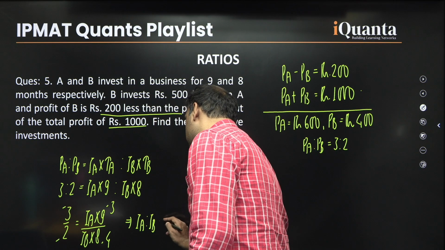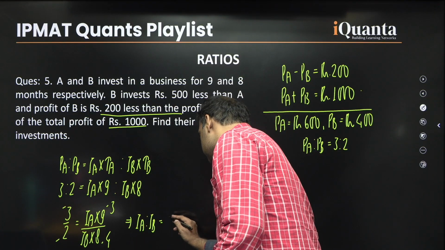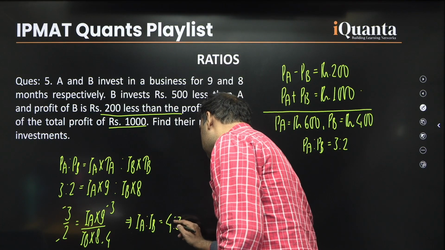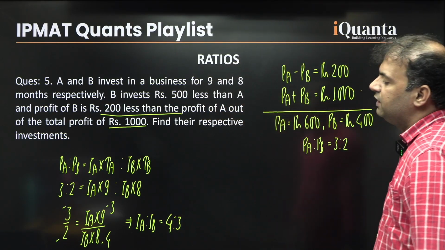It has to be 4:3. 4 goes here, 3 comes here, simple, 4 and 3. So guys, from here we can say that the ratio of the investment should be nothing but 4:3. Simple. Alright guys, it should be 4:3.